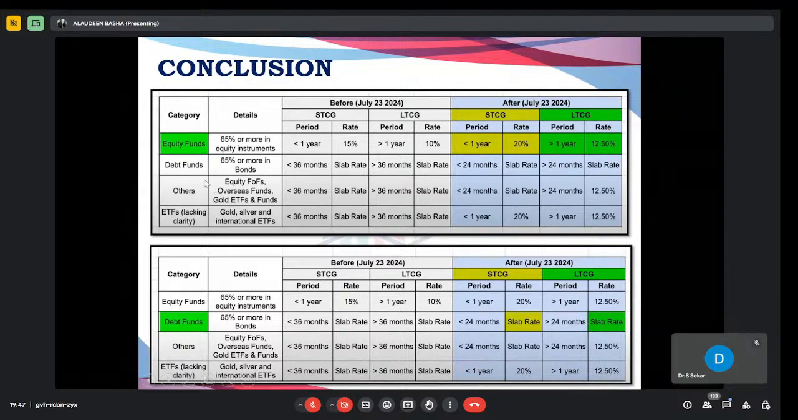In debt funds, similarly, 65% or more of the investment is allocated to bonds, and they are called debt mutual funds. In debt funds, before July 23, 2024, for short-term capital gain there is no change, because it is taxed as per the slab rate, and even for long-term it is the slab rate. In the revised version, after July 2024, in debt funds there is no change, the same slab rate. Whatever slab rate you fall in, you pay in debt funds.